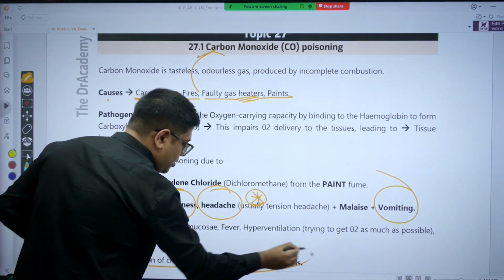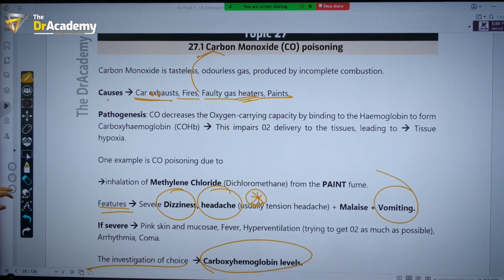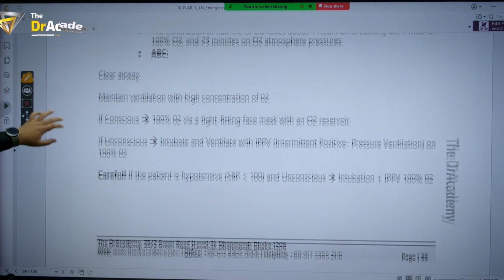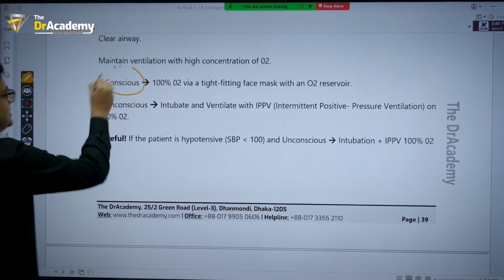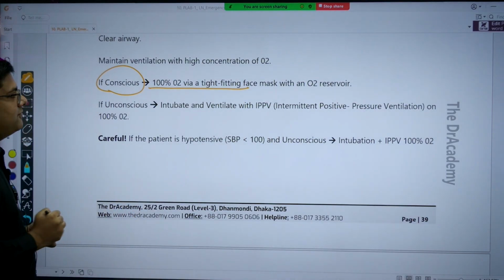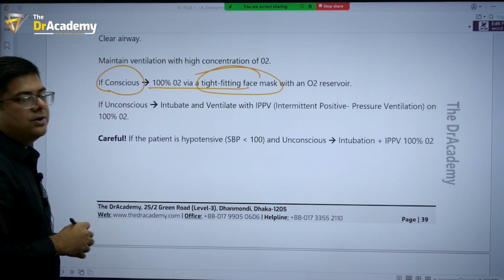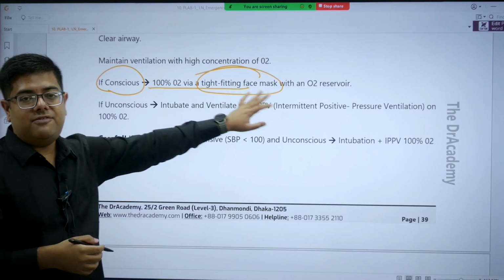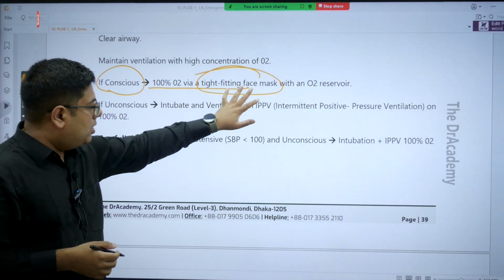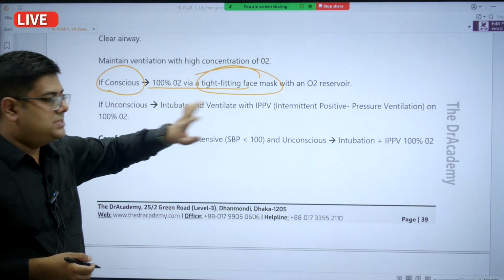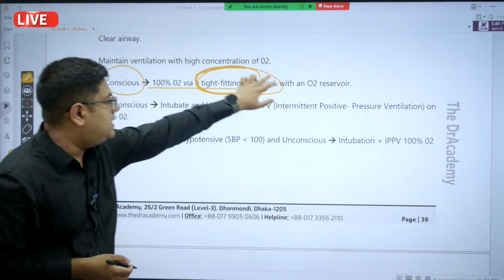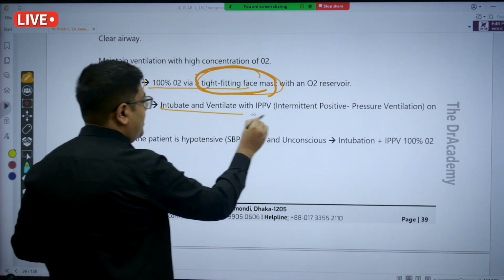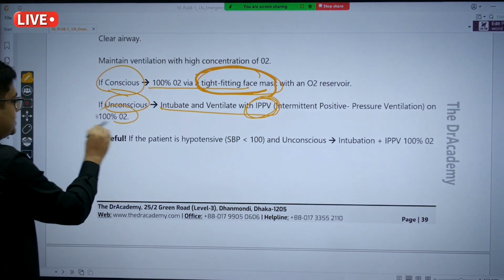Investigation of choice is carboxyhemoglobin levels. Okay, management. If conscious, 100% oxygen via a tight fitting face mask. You cannot give 100% oxygen with a nasal cannula in carbon monoxide poisoning. Tight fitting face mask. All right. So you should not only remember 100% oxygen. You have to remember what? Tight fitting face mask. If the patient is unconscious, then intubate and ventilate with IPPV on 100% oxygen.